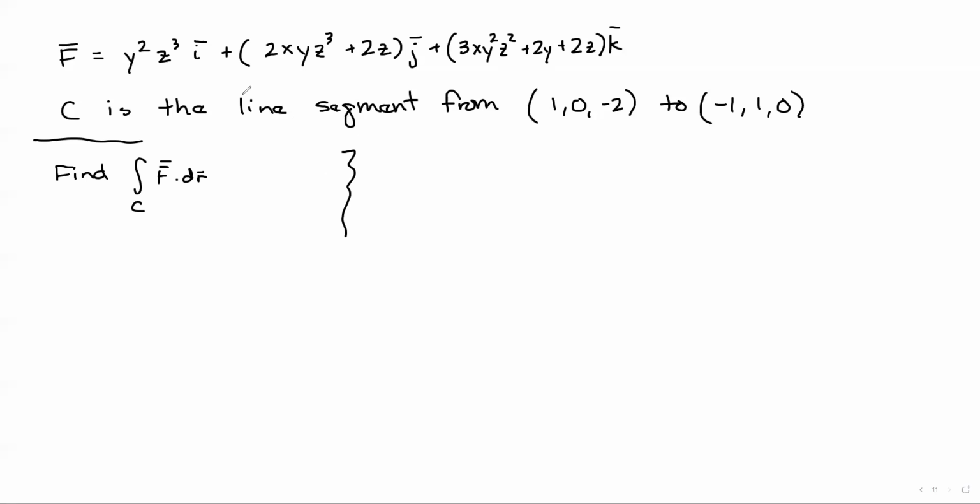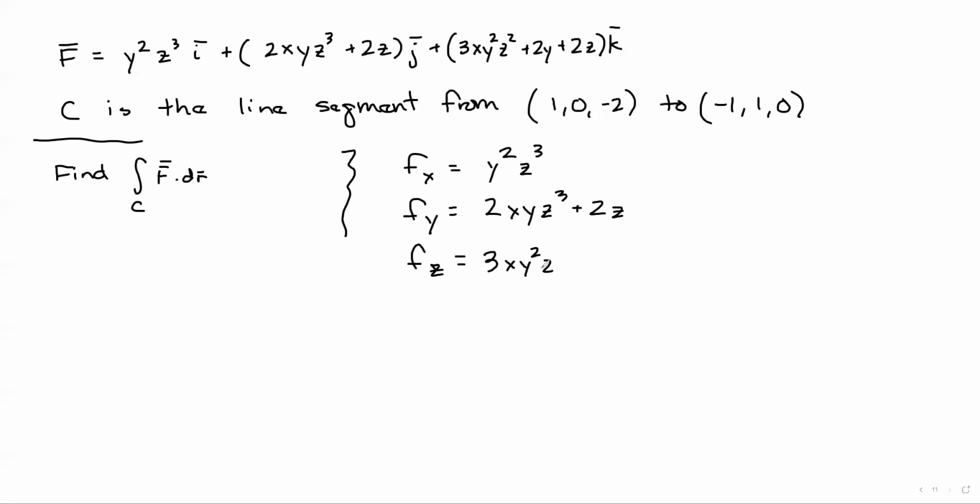All right, so what you want to do is take the partial with respect to x and set it equal to the component that's times i. That's y squared z to the third. Take the partial with respect to y, set that equal to the part that's times j. That's 2xyz cubed plus 2z. Take the partial with respect to z and set that equal to the z component. We get 3xy squared z squared plus 2y plus 2z.